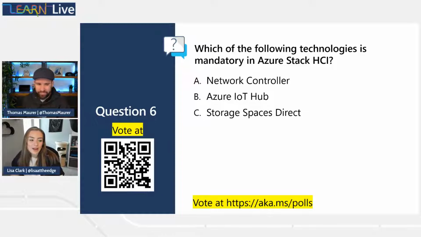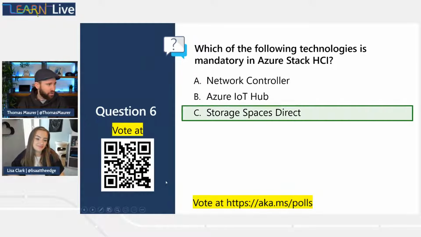Azure IoT Hub, I have in my head as more of a service, so not necessarily a technology which would be mandatory. But I get your point on the trick question. So I think it's C. Yes, I think so too. Let's see if we are both correct. And the votes also say that very clearly for the people who voted. People said Storage Spaces Direct.